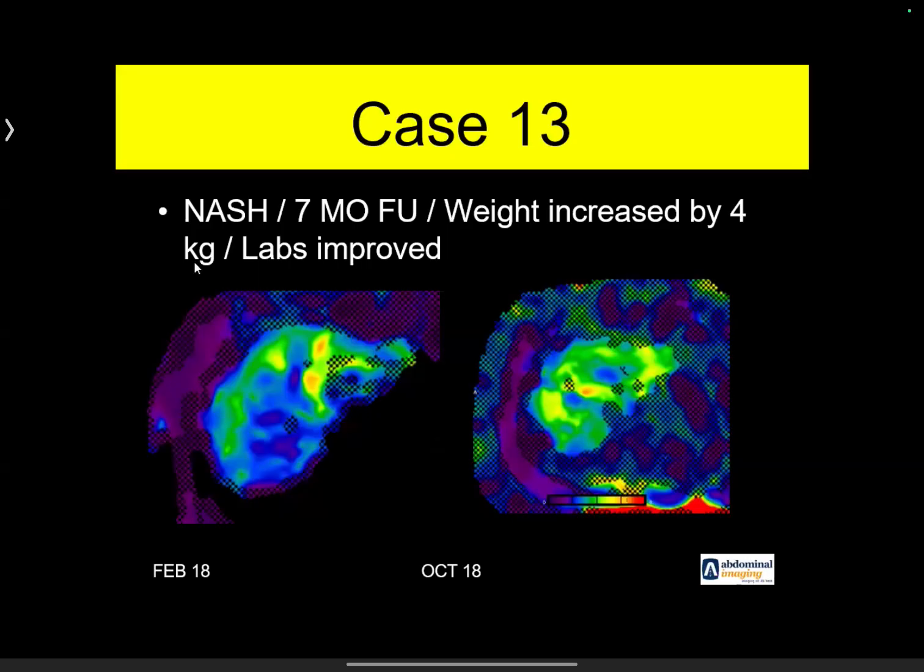This is a patient who had an MR elastography in February 18. There was some inflammation. The patient was on treatment, but then the weight was increasing. And when we did the MR, the inflammation was also increasing. So either the patient is not taking appropriate treatment or you need extra interventions.